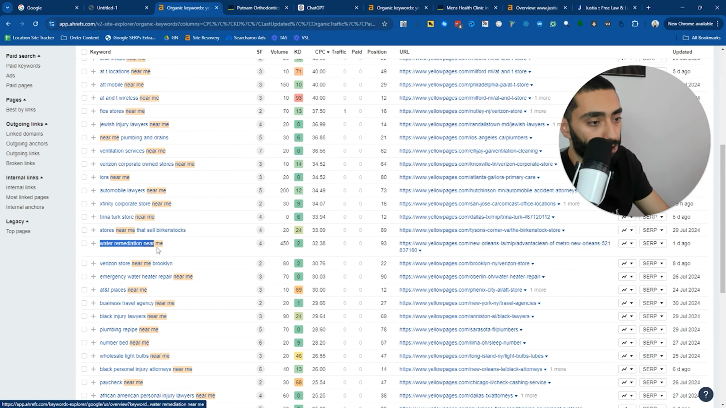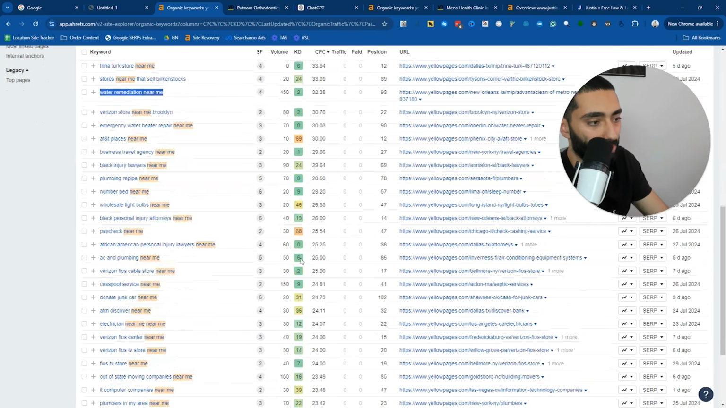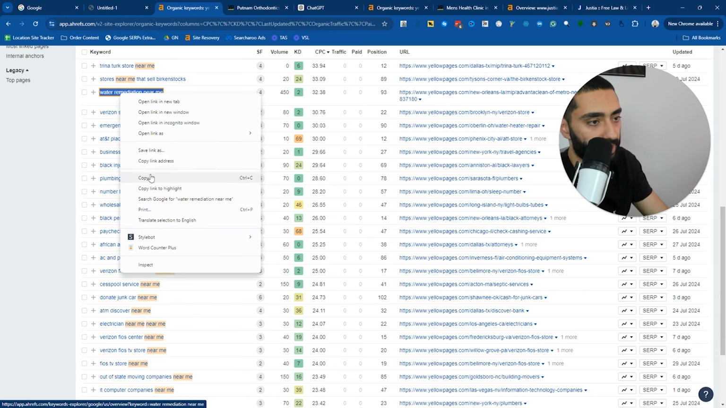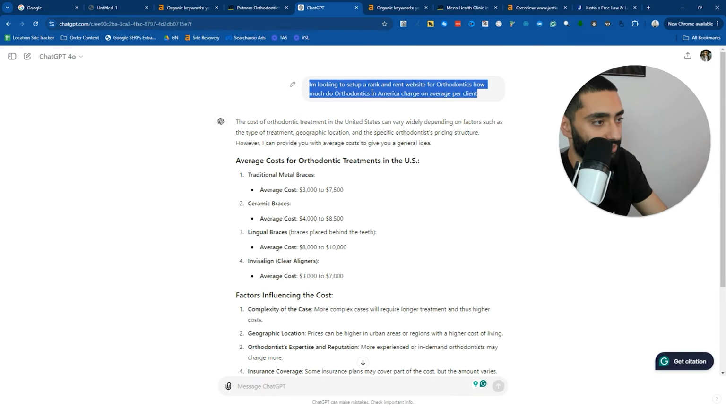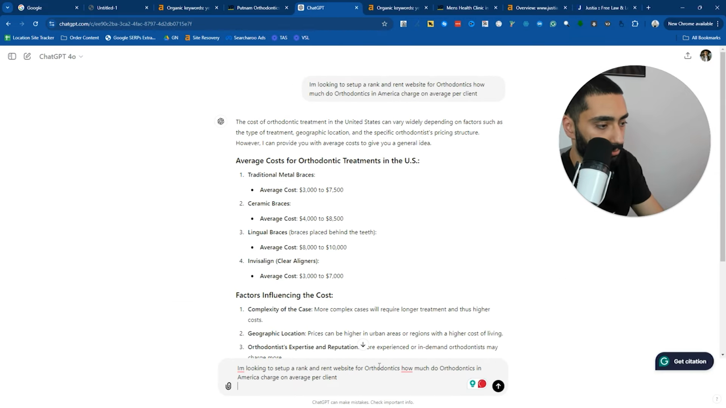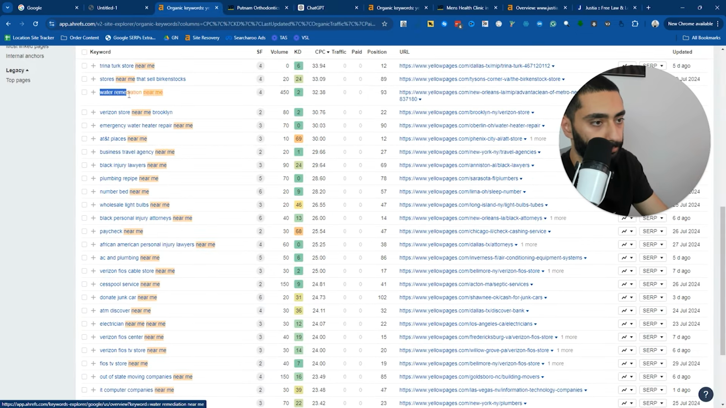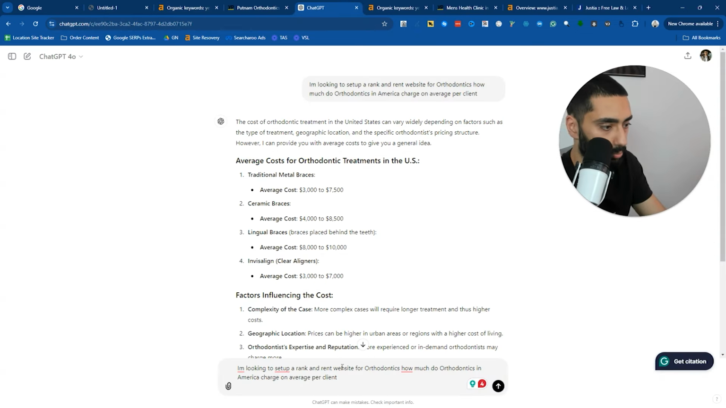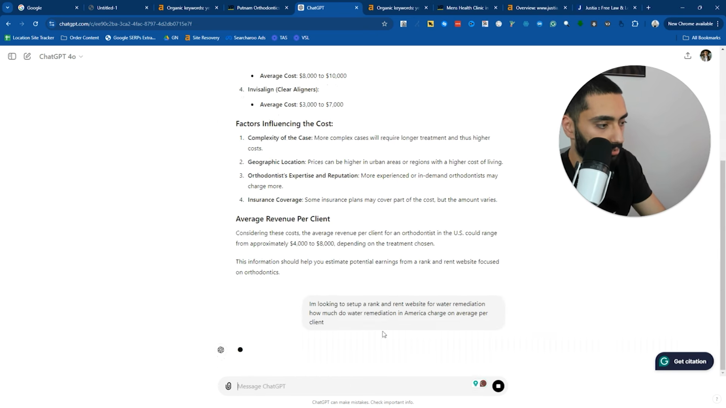Water remediation near me. So again, anything above like a 30 cost per click, or anything between like 30 to 200 to 250, those are the sweet spots. Again, we could use this exact same prompt, and then just swap it out for water remediation. So if we just swap out orthodontics, and we'll do water remediation and average per client.